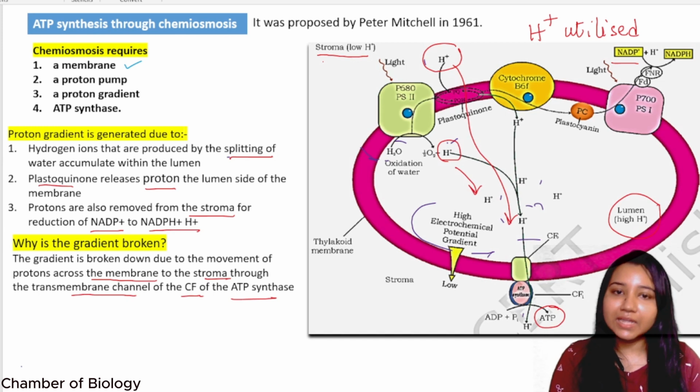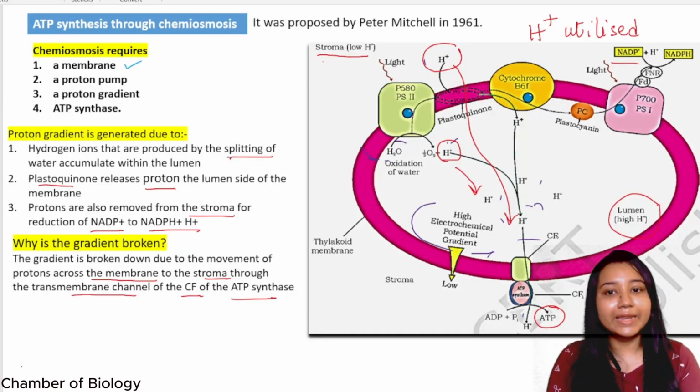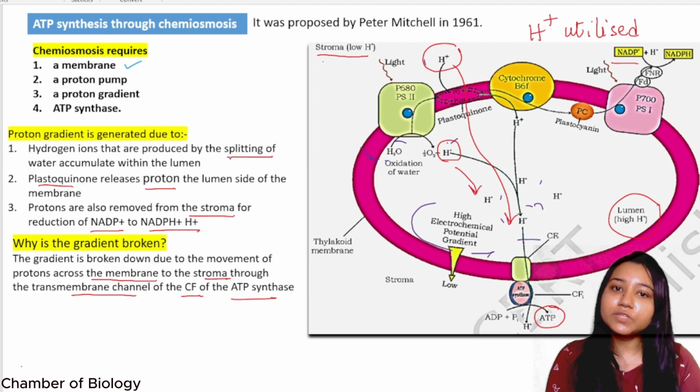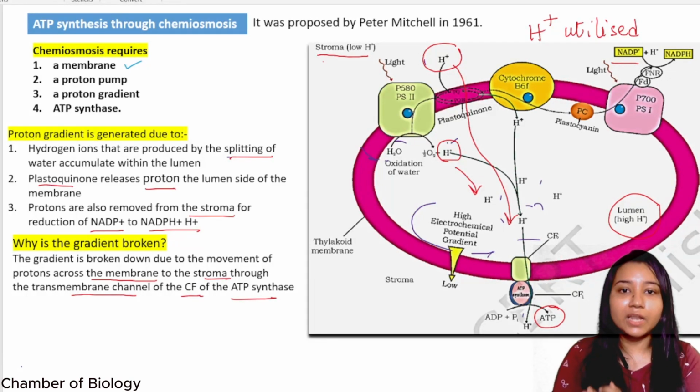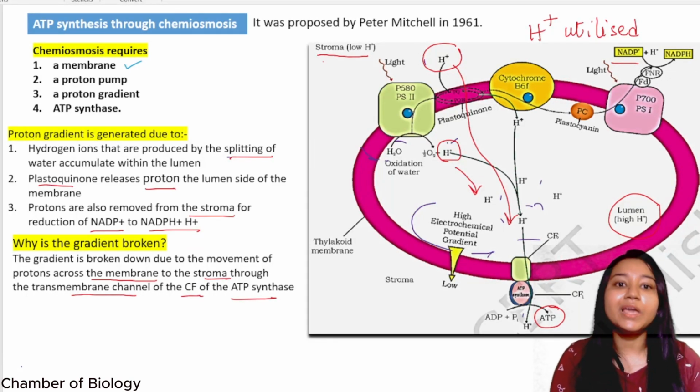So in today's class, we have understood how photophosphorylation happens in the ATP formation, and also how NADPH is produced. Then how ATP forms, taking the help of the proton gradient that is forming. So the chemiosmotic hypothesis helps us in the ATP synthesis.